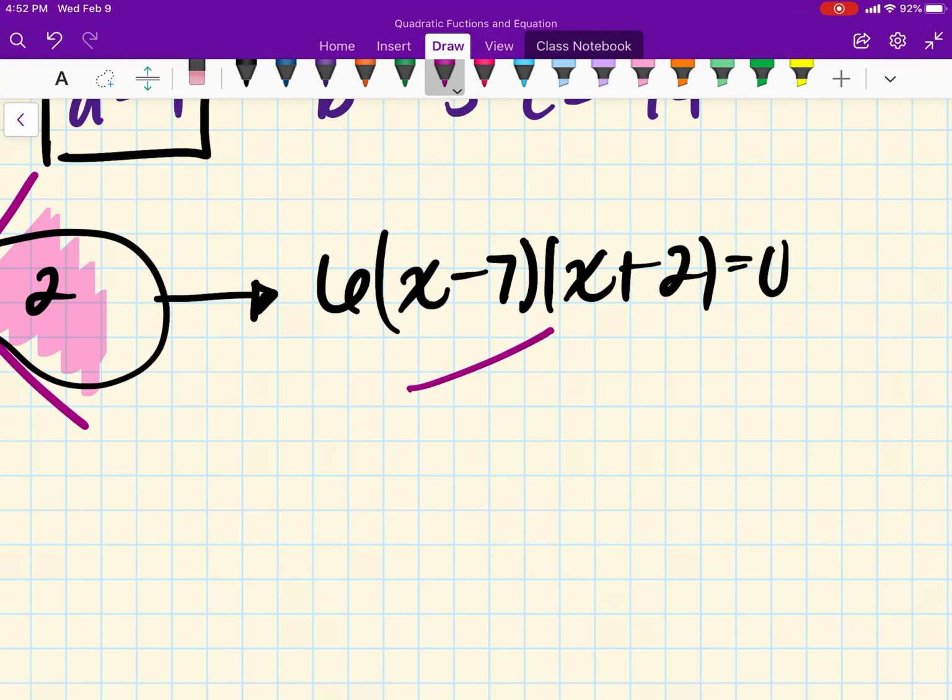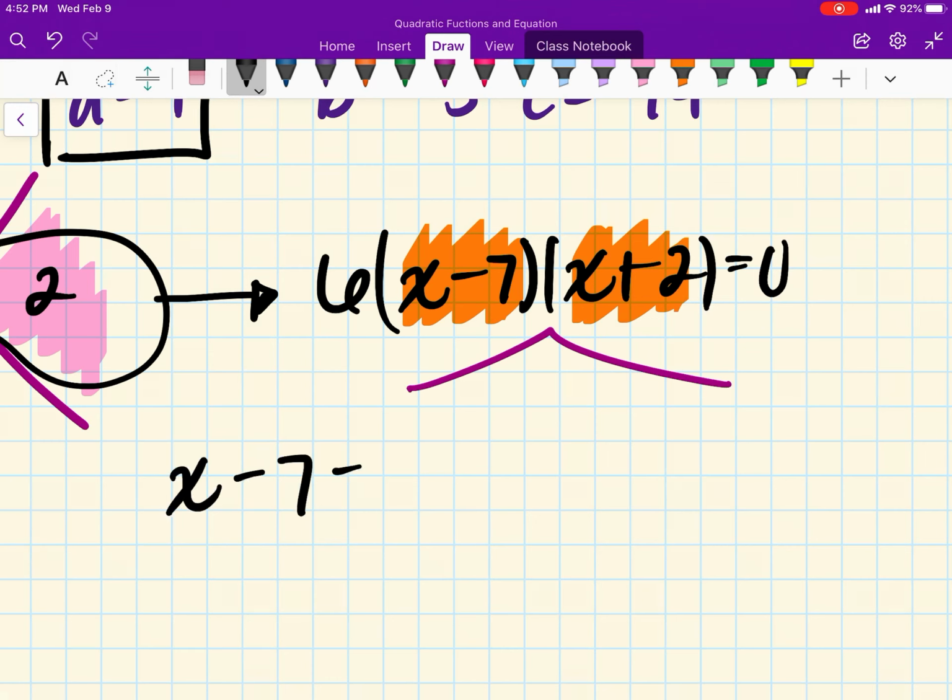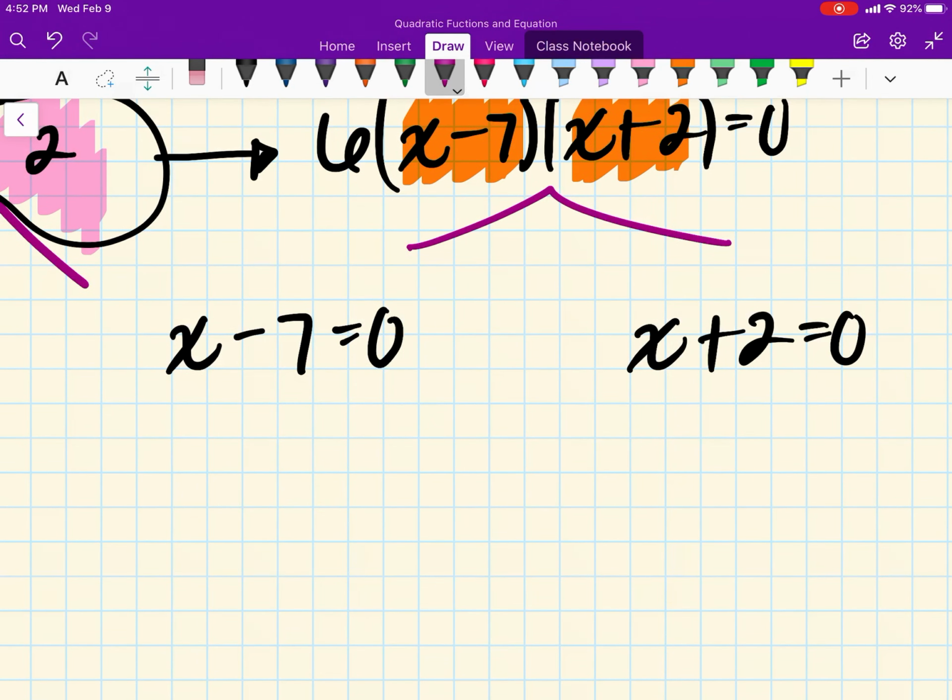Now, from here, guys, we're going to go ahead and set equal to 0 only the expressions that have a variable. So these two are the only ones. So I have x minus 7 equals 0, and x plus 2 equals 0. So let's go ahead and solve here.